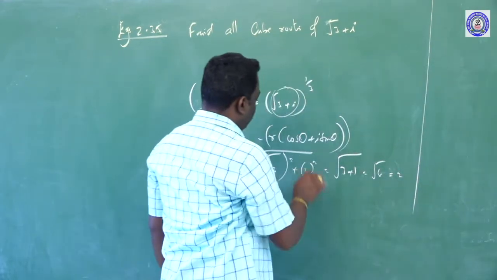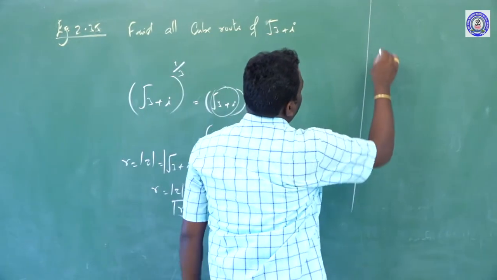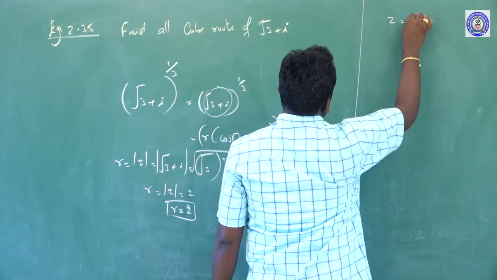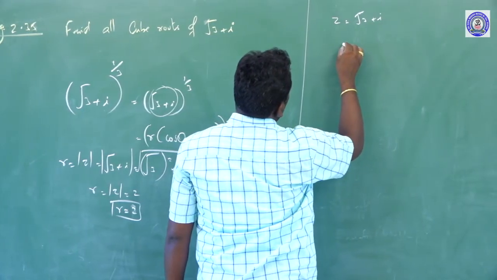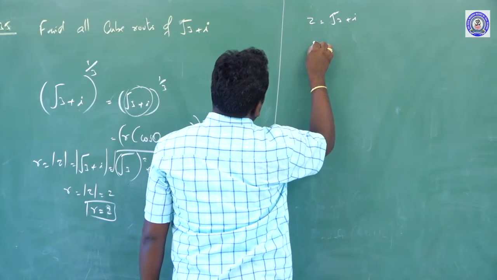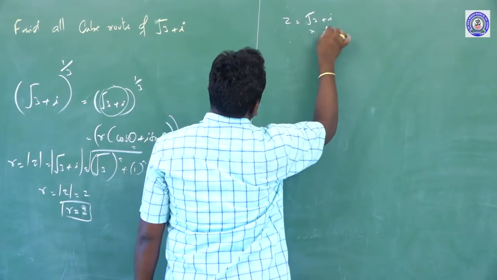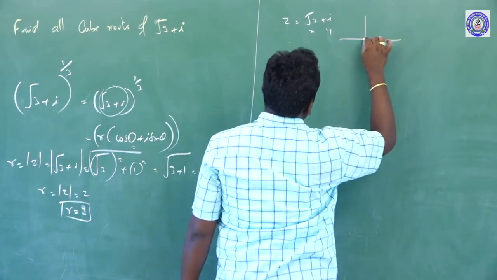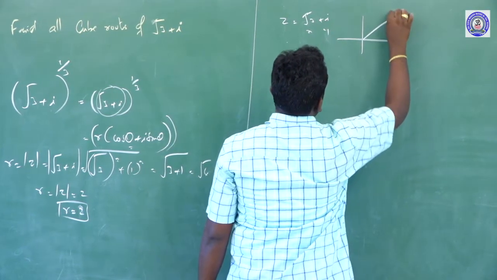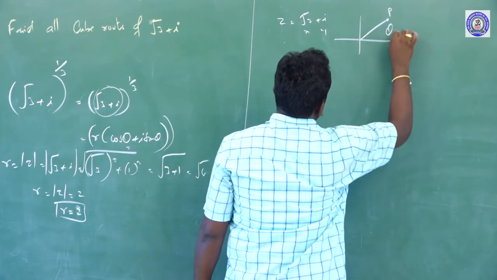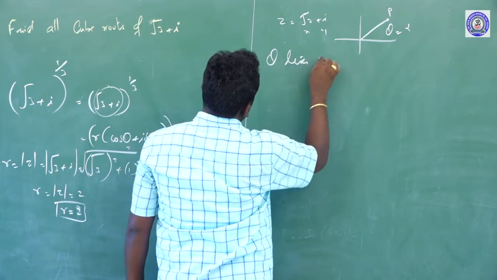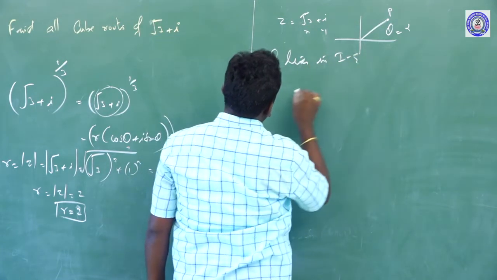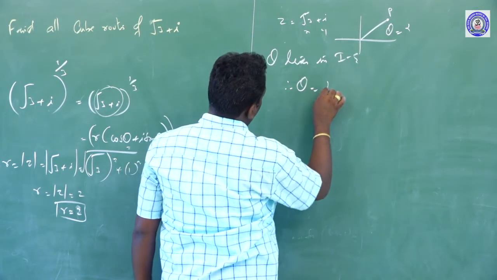Then find theta. What is given? The complex number z is equal to root 3 plus i. Both x and y are positive, so the point lies in the first quadrant. Therefore theta lies in the first quadrant, and theta is equal to alpha.